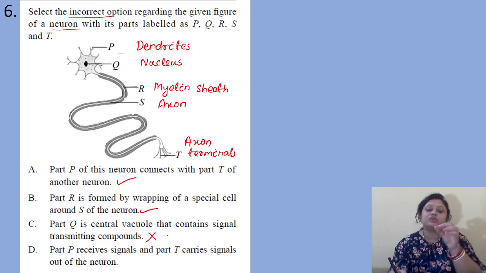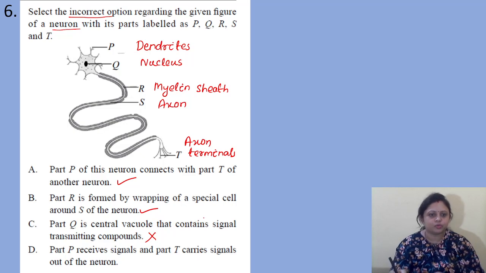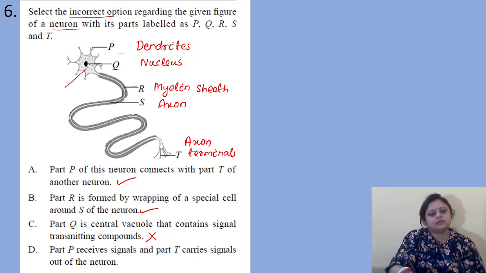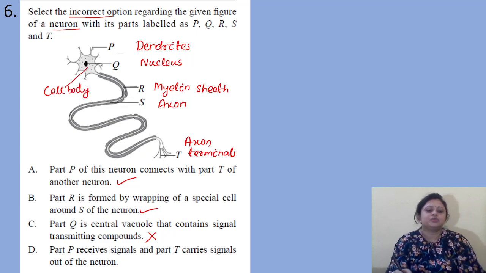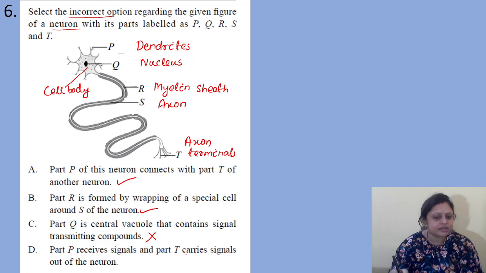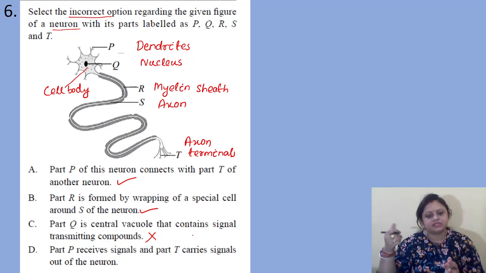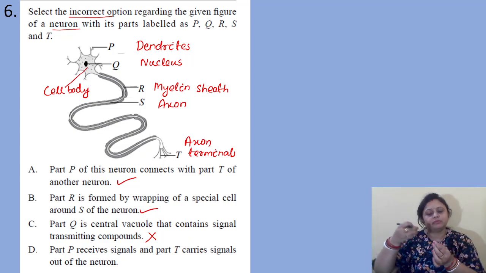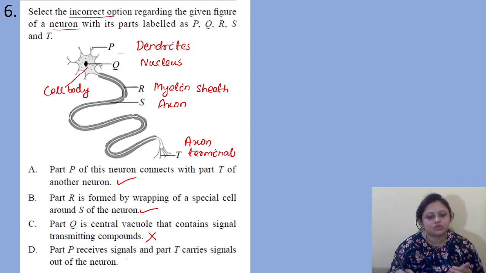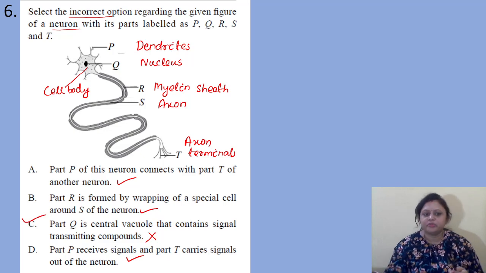No, part Q is the nucleus of the cell body of the neuron. Okay, so this is the cell body and that is the nucleus. Next, part P receives signals and part T carries signals out of the neuron. Yes, dendrites receive signals from one neuron, and T, that is the axon terminal, carries signals out of the neuron, and then that signal is transmitted to another neuron. So this one is also correct. So we have to find the incorrect option, that is option C.